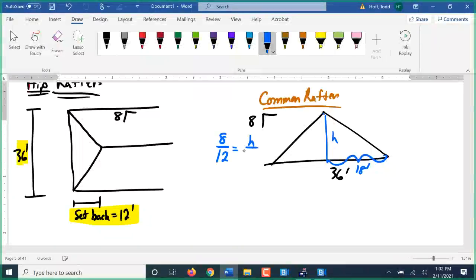H is the rise, that goes with the 8. 18 is the run, that goes with the 12. And we can cross multiply and divide. 8 times 18 divided by 12 gives us a height of 12 feet.